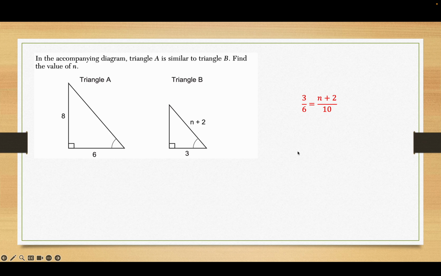So n plus 2 is to 10. Cross multiply, 6 times n plus 2 equals 3 times 10 is 30. 6n plus 12 is 30. 6n is 18, right? Subtracting the 12 and dividing by 6, n is 3. So we distribute, we subtract, we divide.